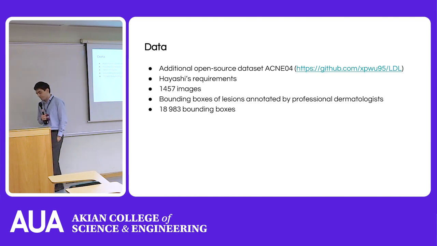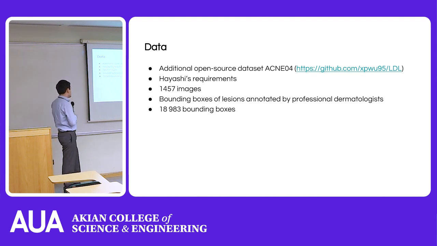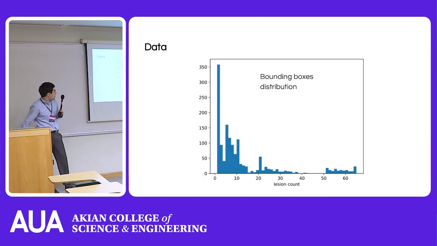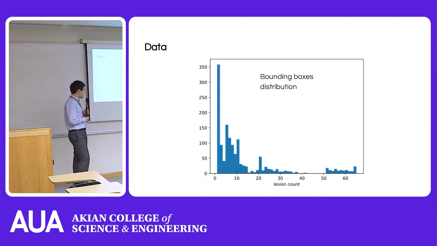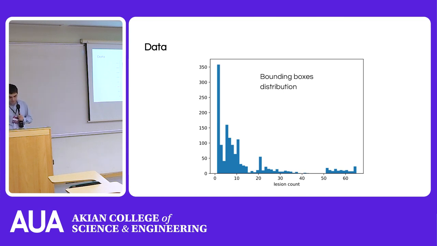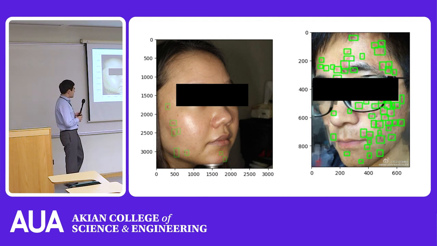In total there are approximately 1,500 images, and the most important thing about this additional dataset is that it has bounding boxes around each lesion. In total there are around 90,000 bounding boxes. The bounding box distribution is shown here. Most images have almost no bounding boxes, but the more bounding boxes, the rarer such images. In the examples of this dataset, you can tell the photograph was taken from an angle, and you can see the bounding boxes around lesions.